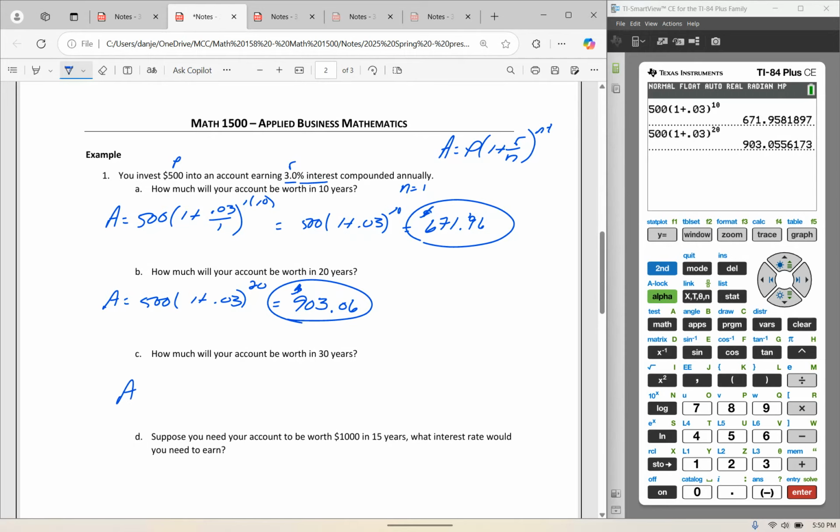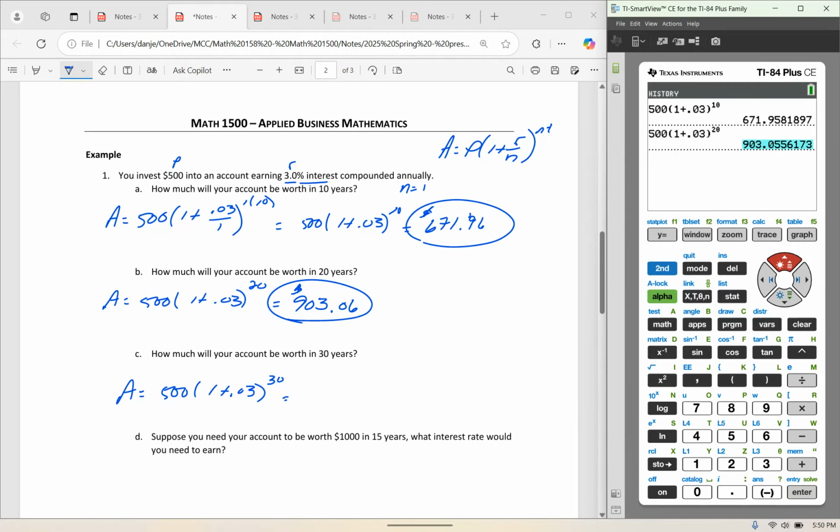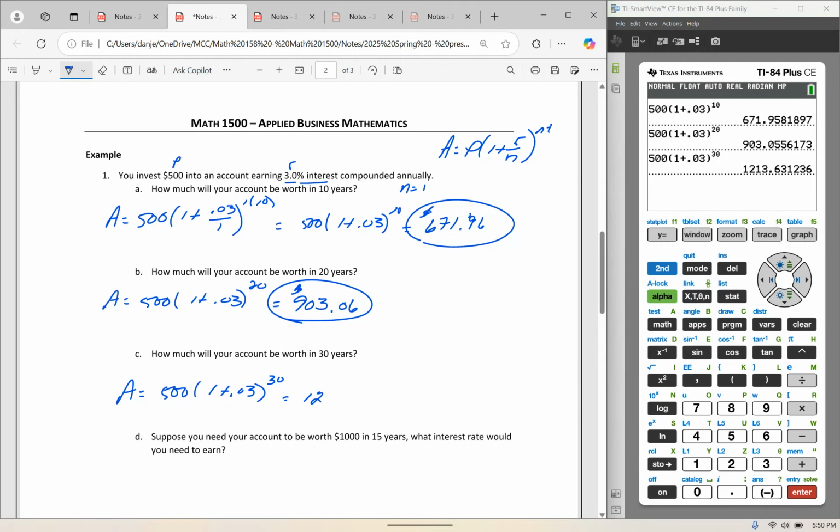After 30 years, A is 500 times 1 plus 0.03 to the 30th. So, same thing. I'm going to go up here. Same formula. I'm going to change my 20 years to 30 years, and at the end of 30 years I have $1,213.06.